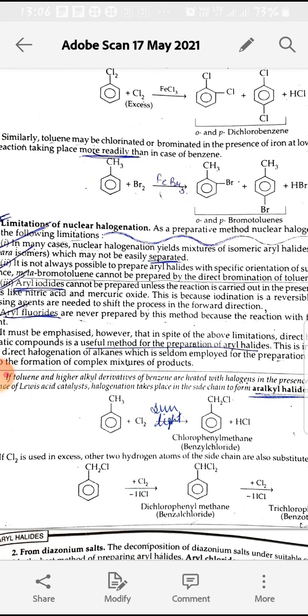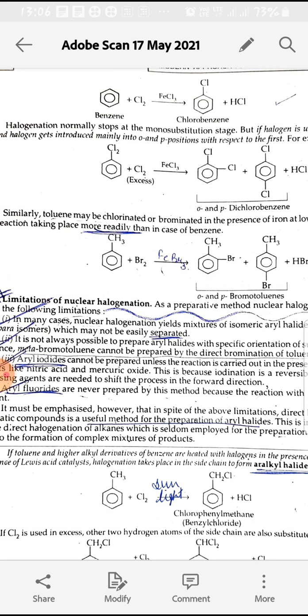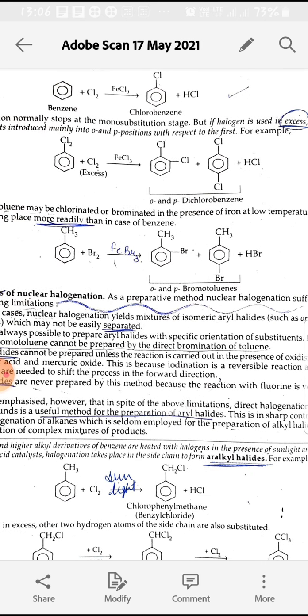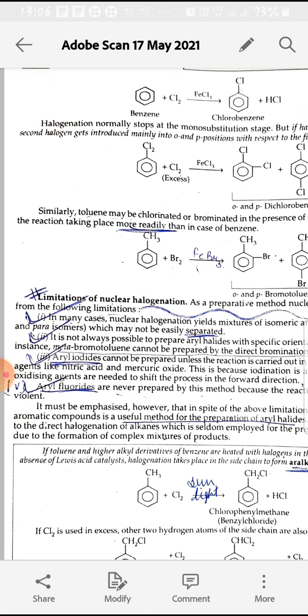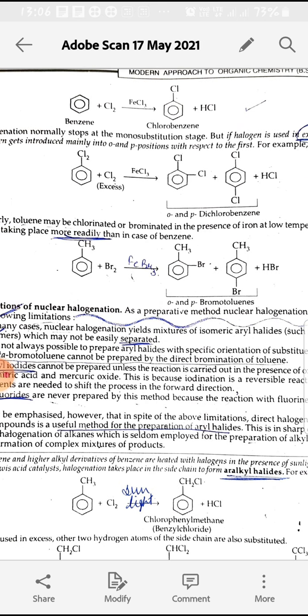Similarly, instead of taking simple benzene, if we take toluene, that is substituted benzene, plus Br2 in presence of FeBr3, then there will be formation of ortho and para products, and this takes place very easily as compared to chlorine because it is a substituted benzene ring. So in this method there is only one thing, that is we use catalyst FeCl3 and direct halogenation. If we use excess amount of halogen, then we obtain substituted products, it means a mixture of ortho and para products.